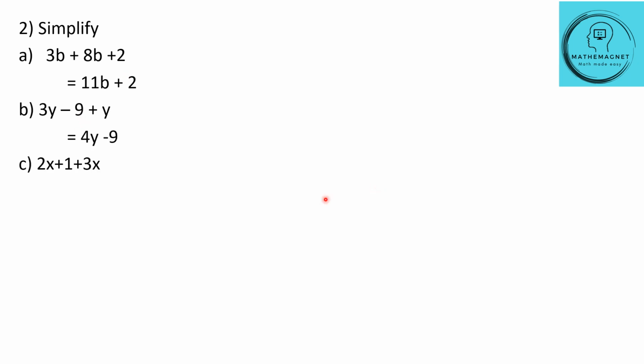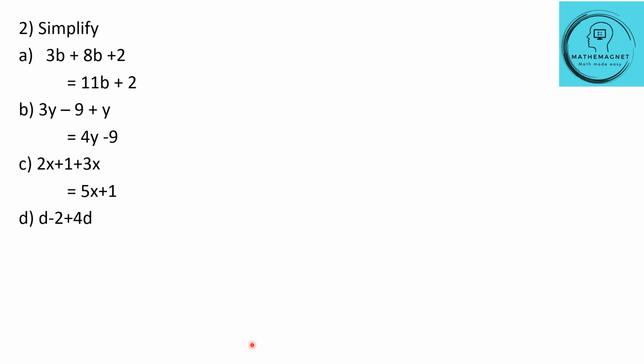Question C. 2x plus 1 plus 3x. Here again we will consider the two variable terms, which is 2x and 3x. The mathematical operation before both of them is plus. If there is no symbol, it means it is a plus. So the mathematical operation before 2x is plus. Mathematical operation before 3x is plus. So it is 2x plus 3x is equal to 5x. And the mathematical operation before the constant is plus. So it is plus 1. So it is 5x plus 1.